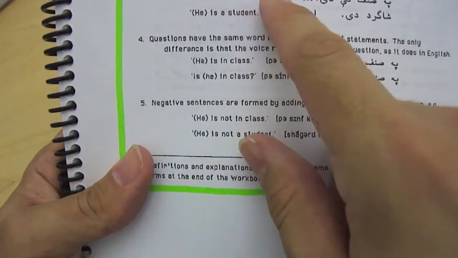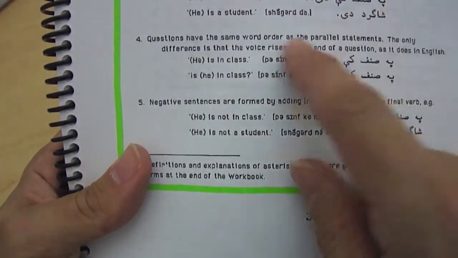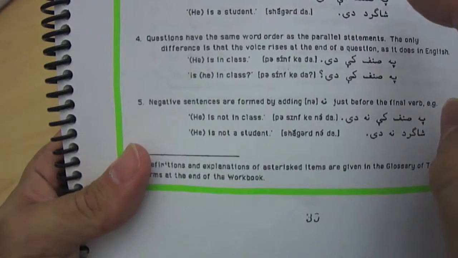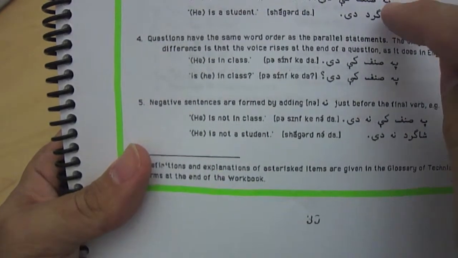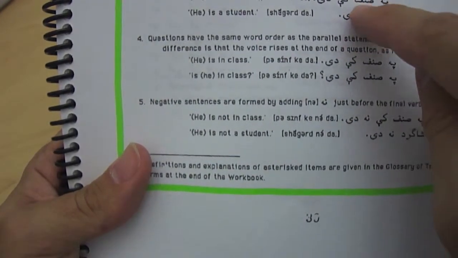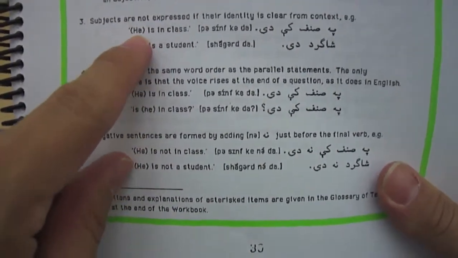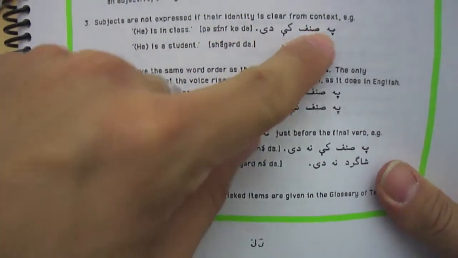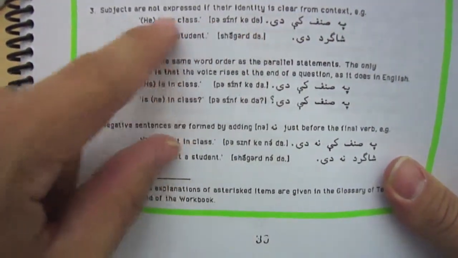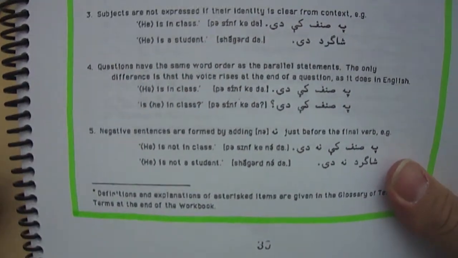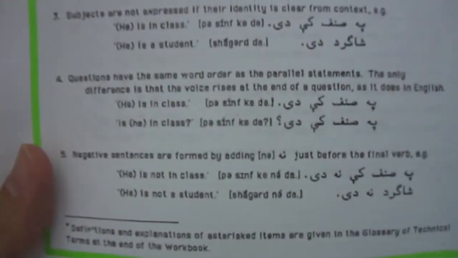Subjects are not expressed if their identity is clear from context. For example, he is in class. Of course, sometimes the verb will tell you what's going on, sometimes other structures, but for example, in this case, since the pronoun is understood by the verb or by the structure of the sentence, it can be omitted, just like in Romance languages. Or in Arabic and Persian, you can do it too.